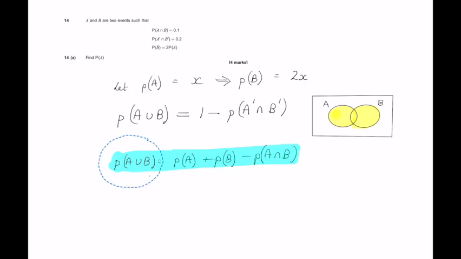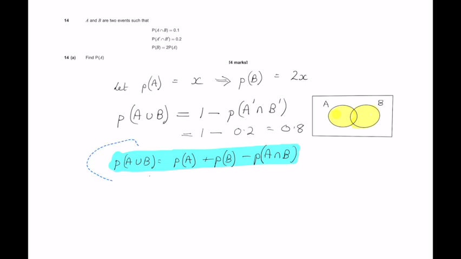Now we're going to need the probability of A or B, and we therefore have to use this relationship. The probability that A or B is 1 minus the probability of not A and not B. Now that formula is not given in the formula books, and so really you've got to visualize a Venn diagram where it's easy to see that the yellow region, which is the probability of A or B, is 1 minus the white region, 1 minus the probability of not A and not B. So in this case it will be equal to 1 minus 0.2, which is 0.8.